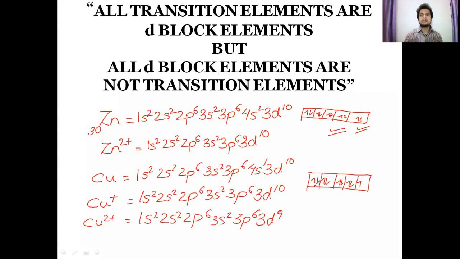That is why zinc is considered as a d block element but not a transition element, but copper is considered as a d block element as well as a transition element. It fits into both definitions, but zinc will not fit into the definition of a transition element. Similarly, if you do it for mercury and cadmium also, you'll get the same thing. In cadmium, it will be 4d10. In mercury, it will be 5d10. And all of them will show an oxidation state of 2+. So that's why they were not considered as transition elements.